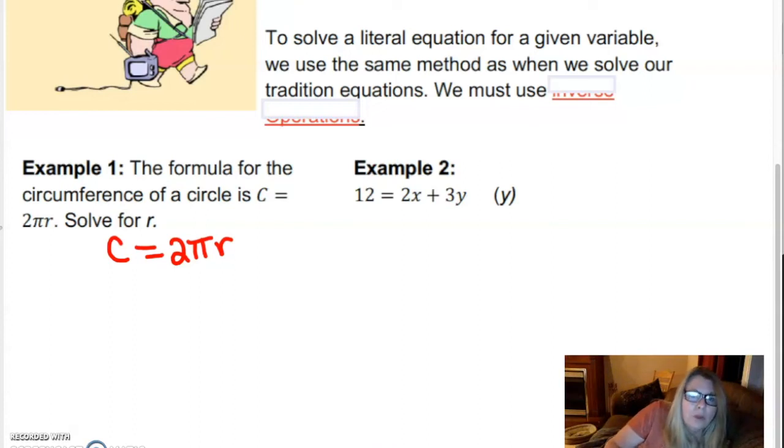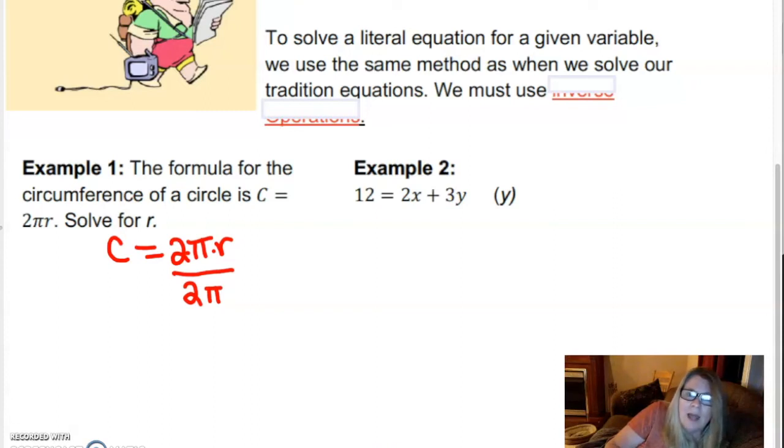Now, the goal is to get rid of anything that's with the r. There's a 2 that's being multiplied by the r, and there's a pi that's being multiplied by the r. The inverse of multiplication is division. So we're going to divide by the 2 to get rid of the 2. That undoes that. We're also going to divide by the pi because there's a pi there also. They're both being multiplied, so you're going to have to divide both of them. So why not just do it at the same time?